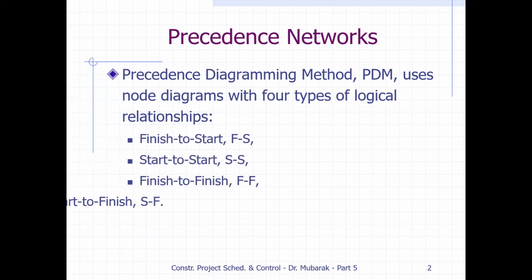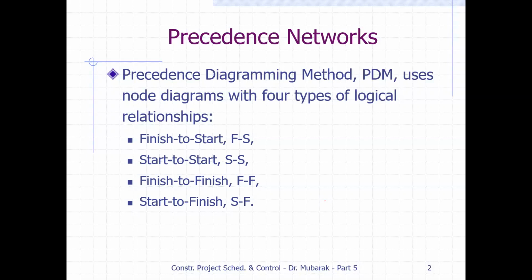So again, the precedence diagram method, PDM, uses a node diagram with four types of logical relationships. Like I said, you will be able to utilize those four approaches through this chapter, the precedence networks. From chapter 4 and the previous chapters, we learned the two networks, the nodes and the arrows, and how we draw our CPM.